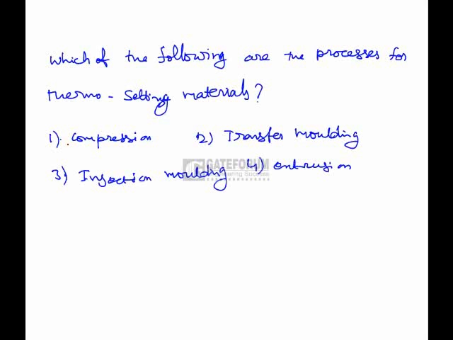Following are the processes for the thermosetting material. Here are the four processes given: compression, transfer molding, injection molding, and extrusion. So here select the correct answer by using the codes given below. Transfer molding, injection molding and extrusion are the processes used for thermosetting material. So 2, 3 and 4 are correct, and the right option is D. D is the right answer.